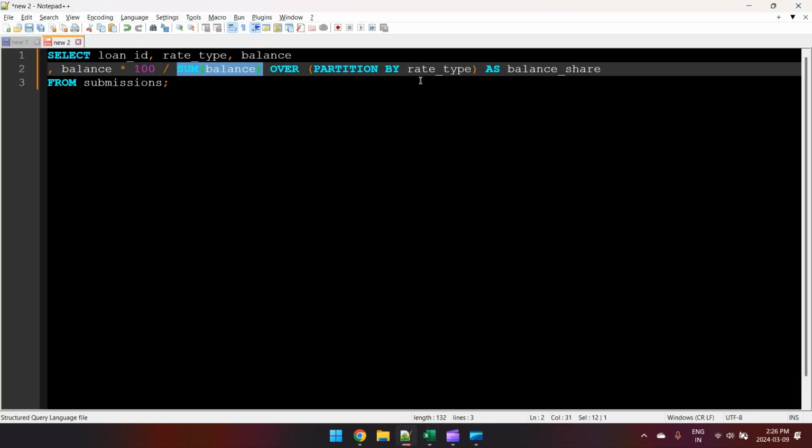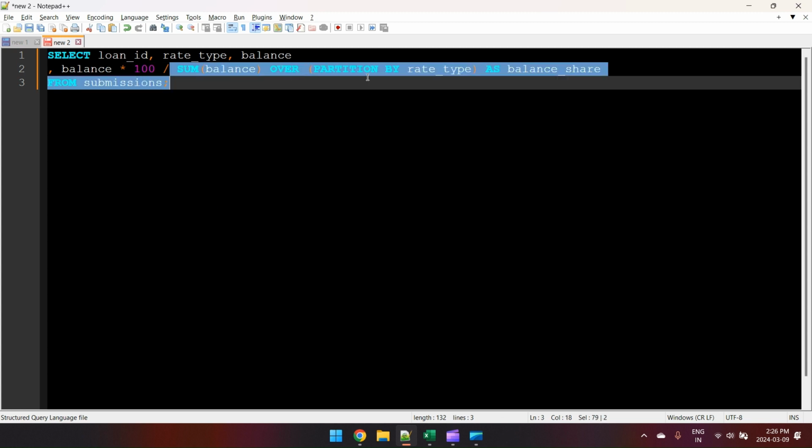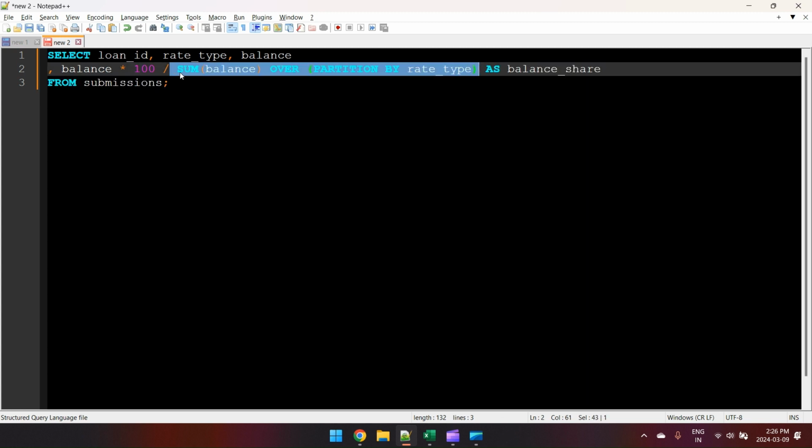So this is what this window function is doing, and it appears in the denominator. So it takes the balance for each row, divides by this artificially generated quantity that is generated using a window function, and then multiplies it by 100 to convert it to a percentage, calls that new quantity balance share, which is included as one more column in the select clause.